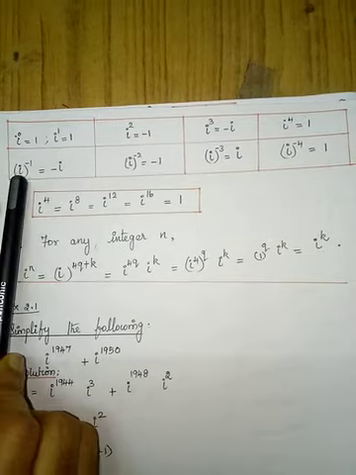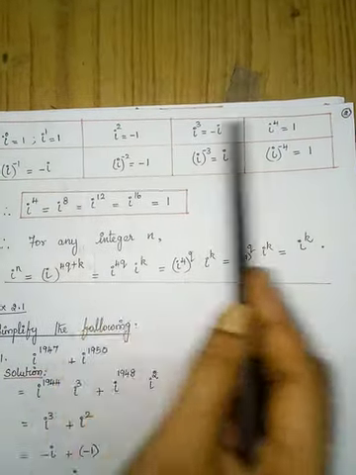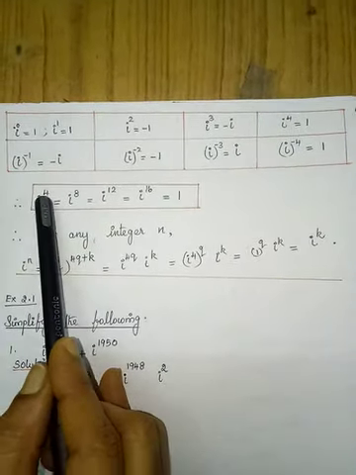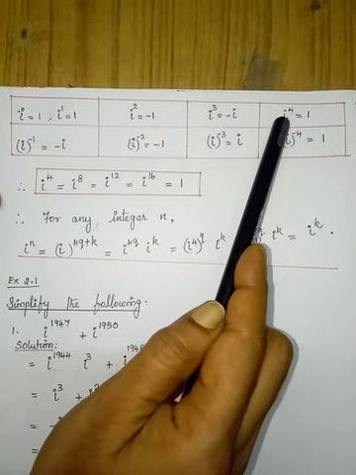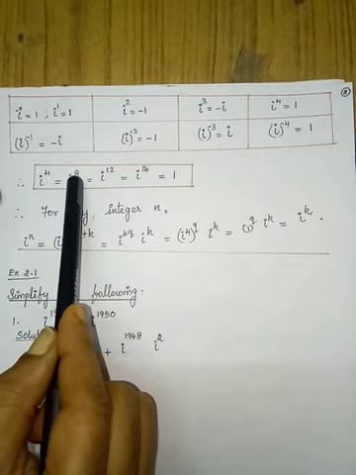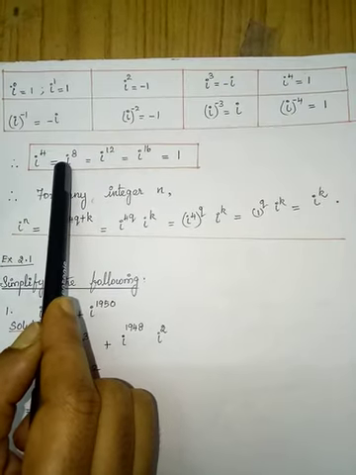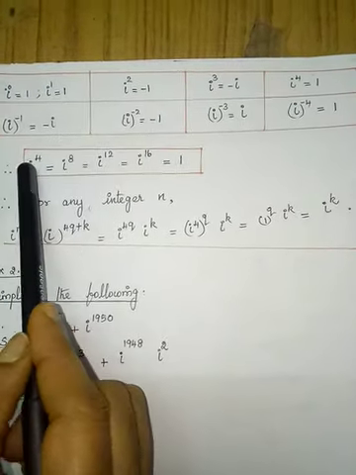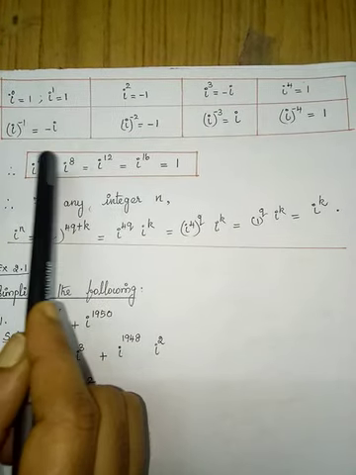You should learn. Okay, see that. Next term, i power 4. Already we have learned i power 4 is equal to 1. Take i power 8. How can you write i power 8? i power 4 the whole squared. What is i power 4? It is 1. 1 squared is 1.